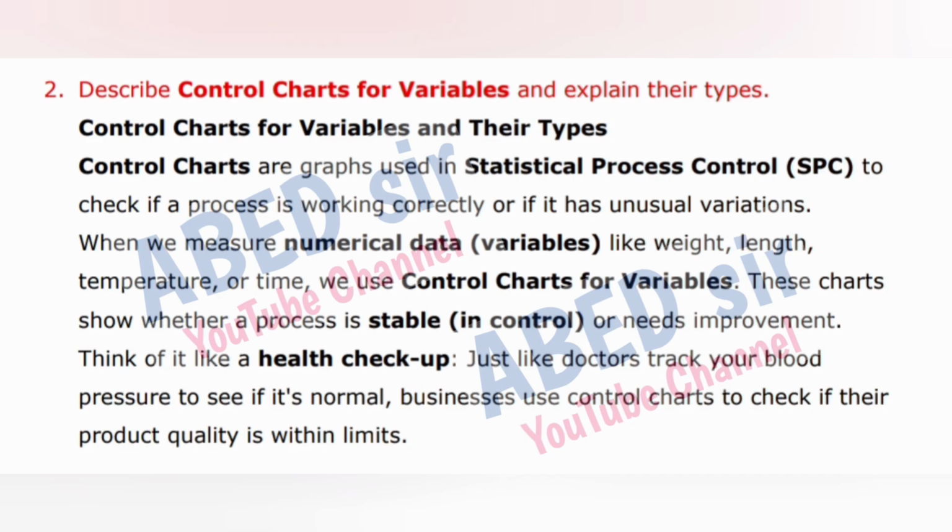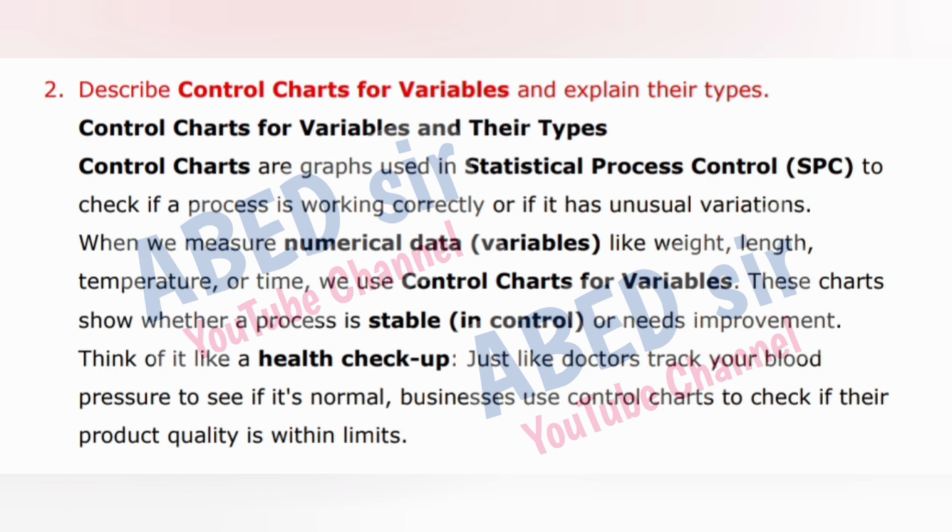Describe control charts for variables and explain their types. Control charts for variables and their types. Control charts are graphs used in statistical process control, SPC, to check if a process is working correctly or if it has unusual variations. When we measure numerical data, variables, like weight, length, temperature, or time, we use control charts for variables. These charts show whether a process is stable, in control, or needs improvement.